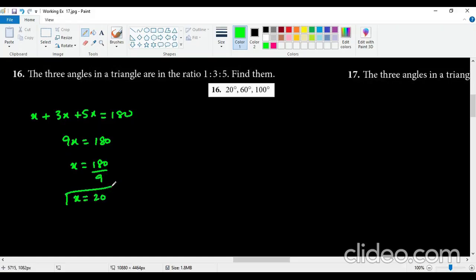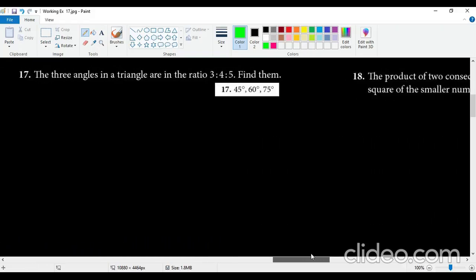So the first angle is 20 degrees, and the second one is going to be 3 times of it, which is going to be 60 degrees, and the third angle is going to be 5 times the value of x. That means the value is going to be 100 degrees. Moving on to the next question.